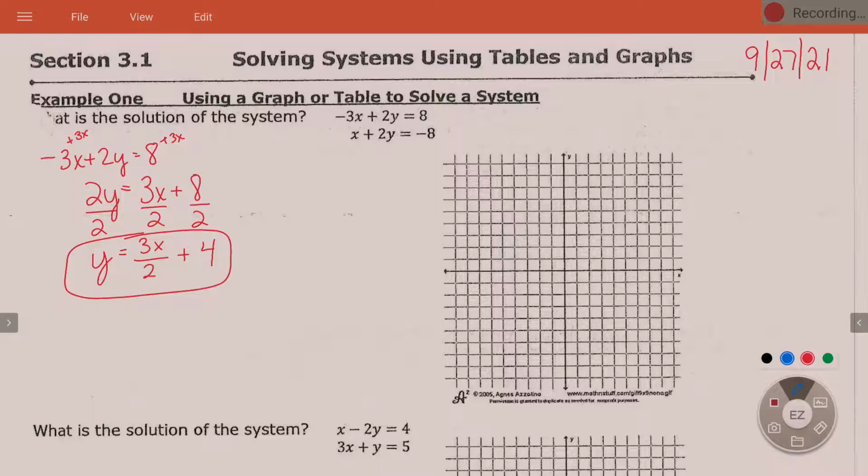As we graph that, remember, what form is this in? y equals mx plus b. y equals mx plus b.